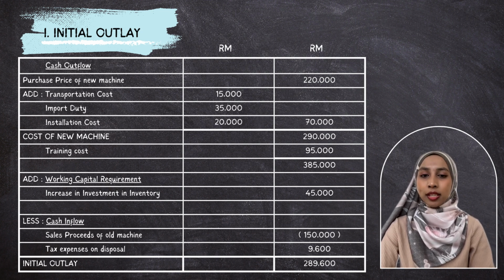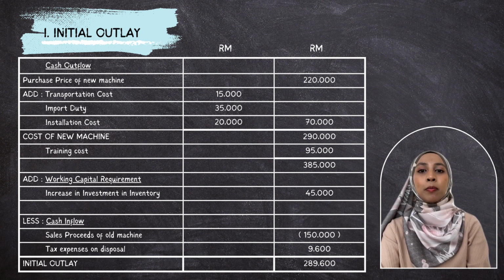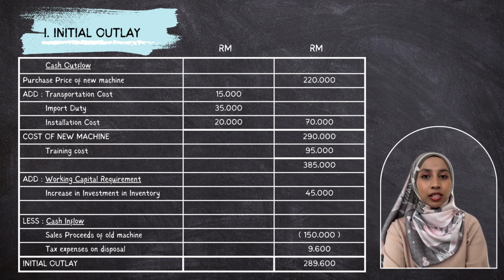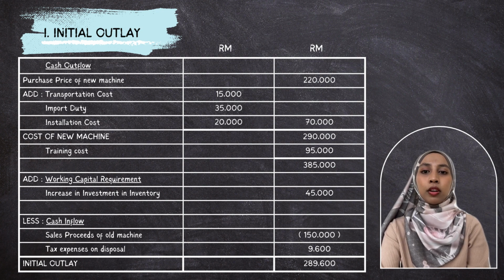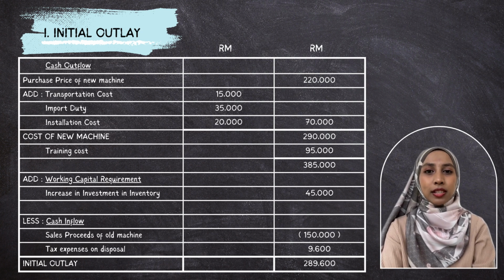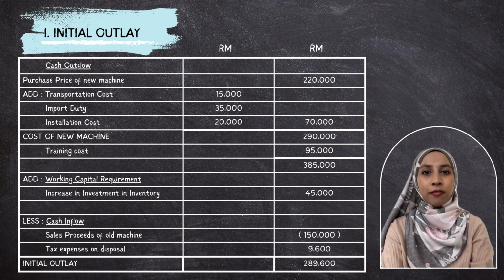Once you're done with all the working calculations, now we can move on to calculate the initial outlay. For our case, the breakdown is as follows. Purchase price of Rm220,000, transportation with a cost of Rm50,000, and import duty with a cost of Rm35,000. Don't forget the installation of Rm20,000. This totals Rm290,000 for the new machine. Next, we add the training cost of Rm95,000, giving us Rm385,000.